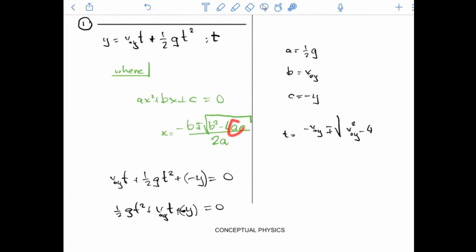All right, so you got your a. A is going to be 1/2 g, times c. So the c is going to be this term. C is going to be the negative y. And everything is going to be divided by 2a. A is this one more time. And then you simplify it.